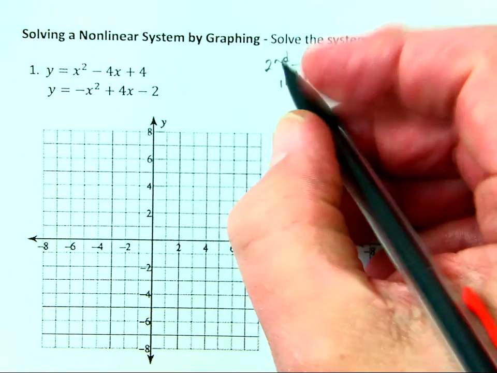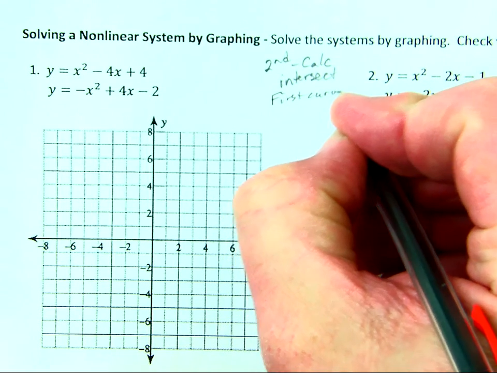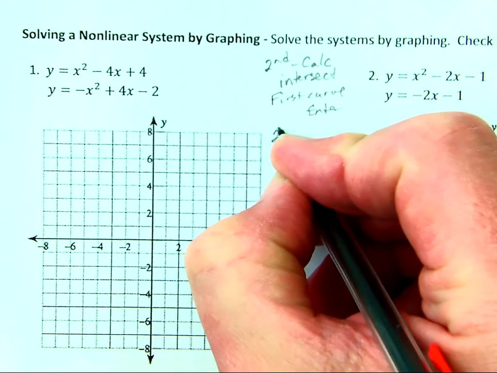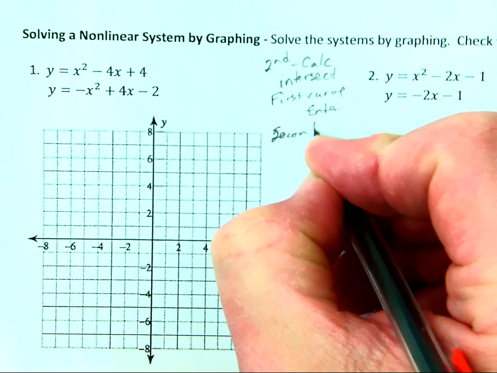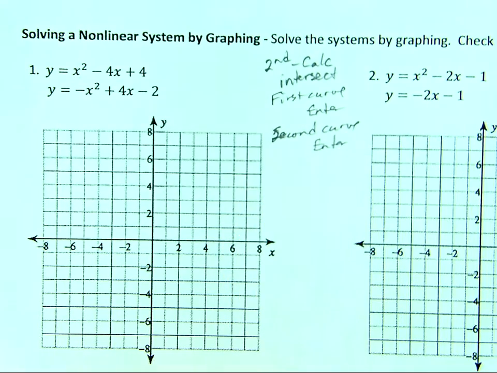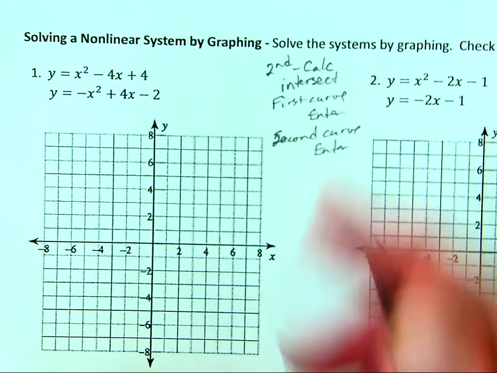So when it says first curve, you're going to hit enter. And when it says second curve, you're going to hit enter again. And now it's going to say guess.